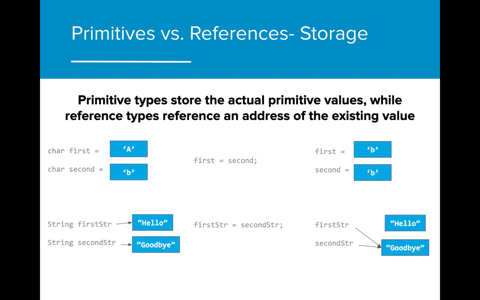In this example, firster and secondster initially start out with two separate string values. When firster is set to equal secondster, firster does not store the value of goodbye, but actually references the exact same copy of the goodbye stored in secondster. This is the primary difference between primitive and reference types.